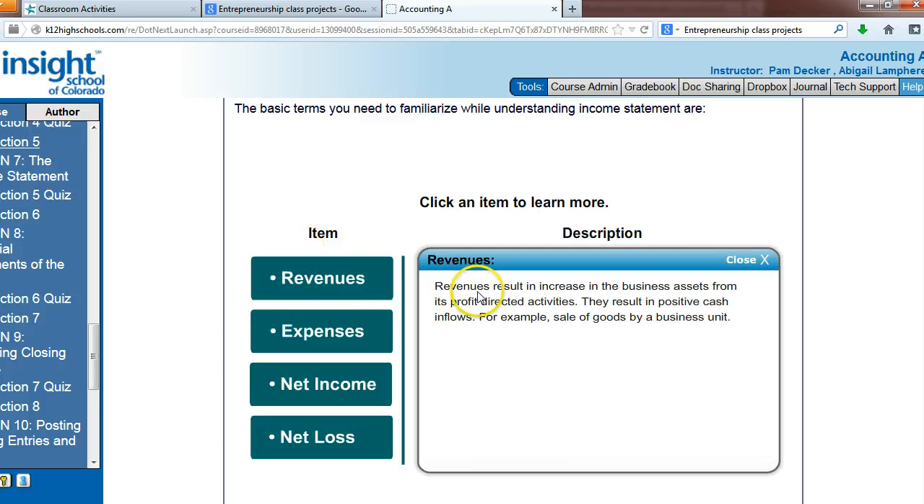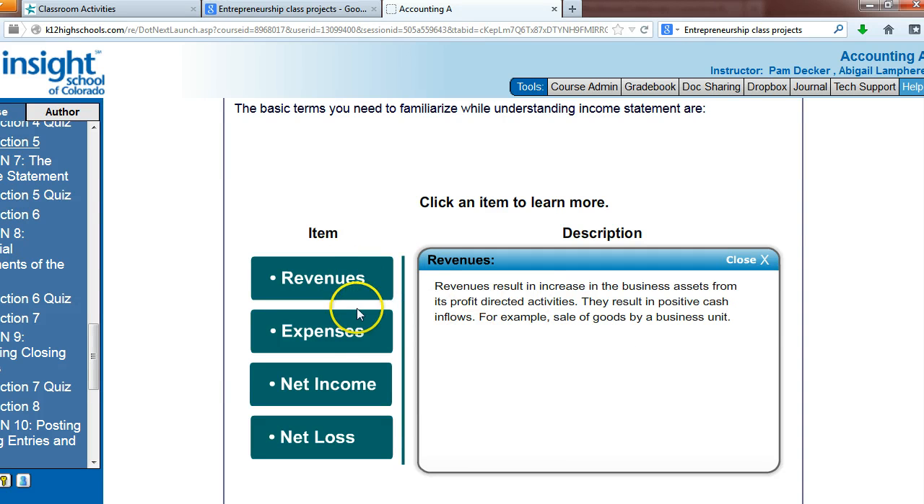Let's look at some terms involved with the income statement. Revenue, as we've said before, is the increase in business assets from its profit-directed activities. Whenever we see in those transactions the terms provided service or provided product, we receive money for services provided. That means it's affecting our revenue account because it's the resultant increase based on our profit-directed activities.